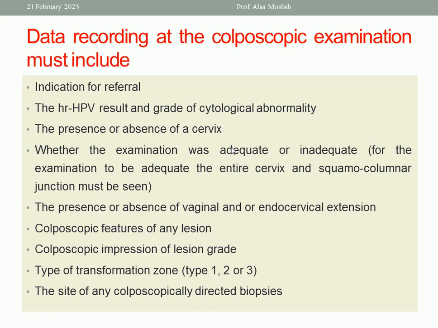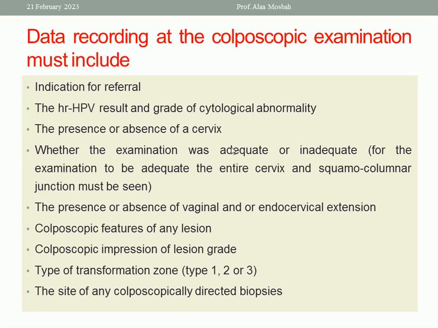Whether the examination was adequate or inadequate. For the examination to be adequate, the entire cervix and the squamous columnar junction must be seen. Okay, so adequate if I see the entire cervix and the squamous columnar junction. The presence or absence of vaginal and or endocervical extension. Colposcopic features of any lesion, as I said before: location, size, color, border, and so on.